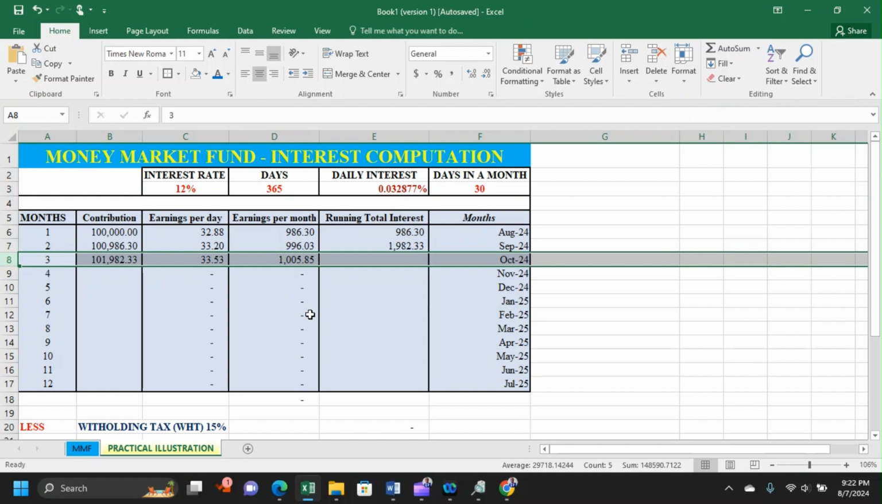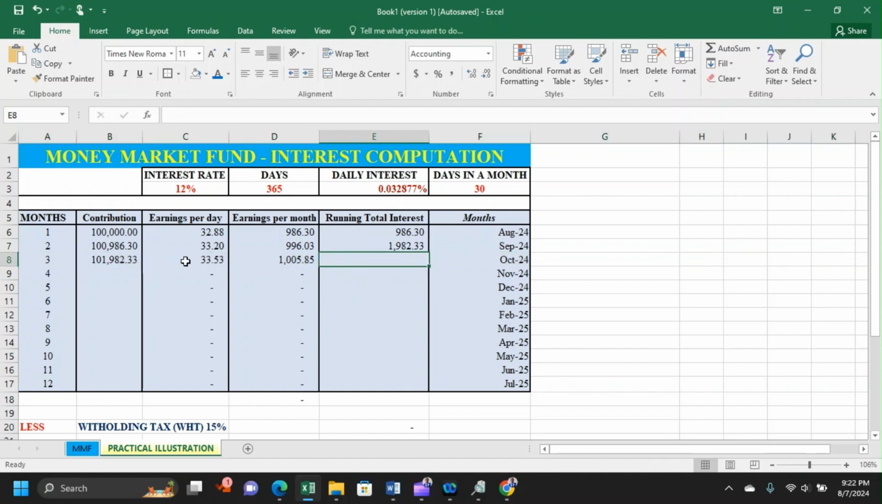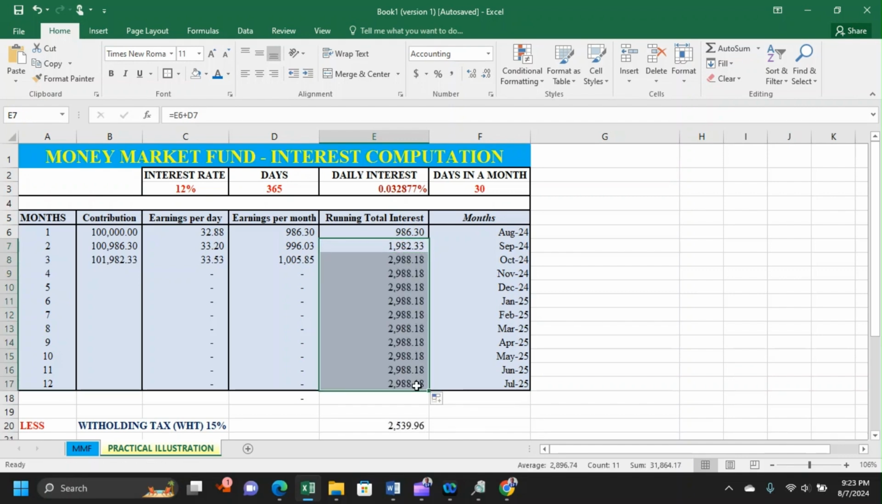Therefore, let's see at the end of the year how much you may have made from your initial contribution of 100,000 Kenya shillings. Well, let's see the formulas again. Earnings per day has increased to 33.53 cents. Earnings per month, now we are making 1,000 plus. And the running balance, the formula follows. Let's just drag this formula down here.